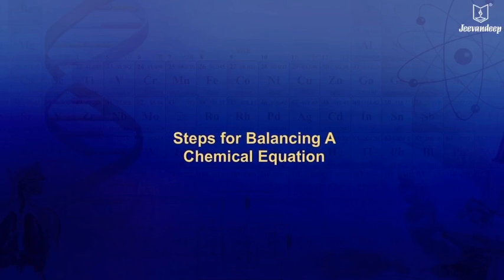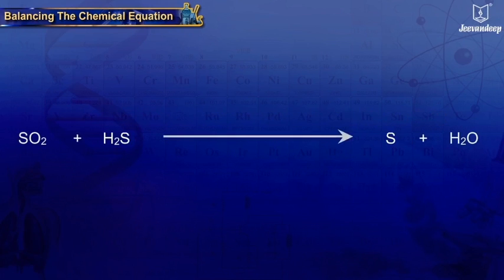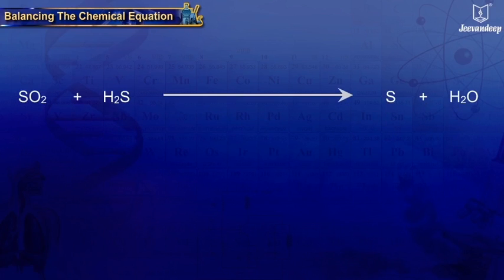Steps for balancing a chemical equation. When the number of atoms is the same on the left hand side and right hand side of the chemical equation, then the equation is said to be a balanced equation. A chemical equation can be balanced in a few steps. Let us take one equation and try to balance it.